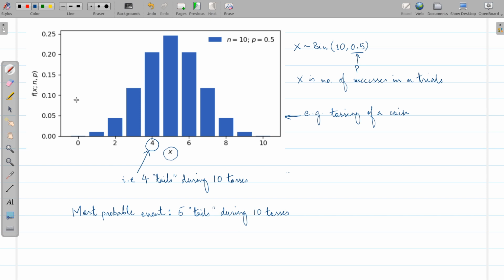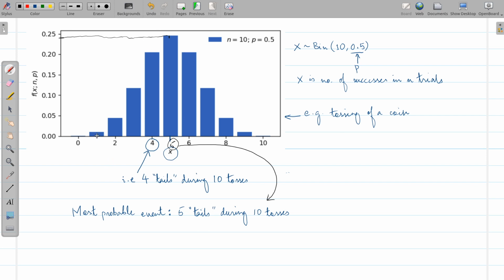Okay, so if it's 5 tails during 10 tosses, where is 5 here? 5 is here, right? If this is 4 and this is 6, then this must be 5. When I say 5, it means 5 tails during 10 tosses. That event has got the maximum possible probability. Other events have lesser probability.